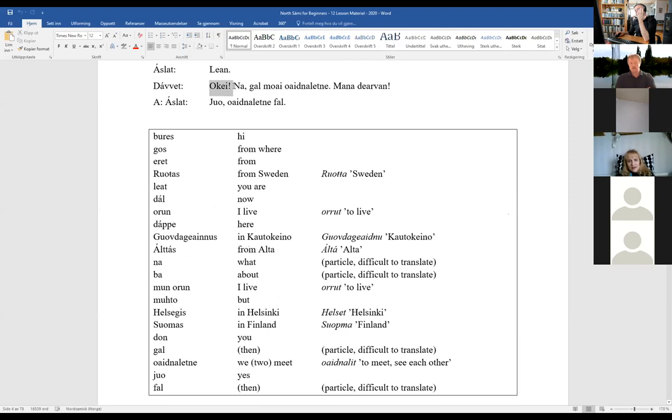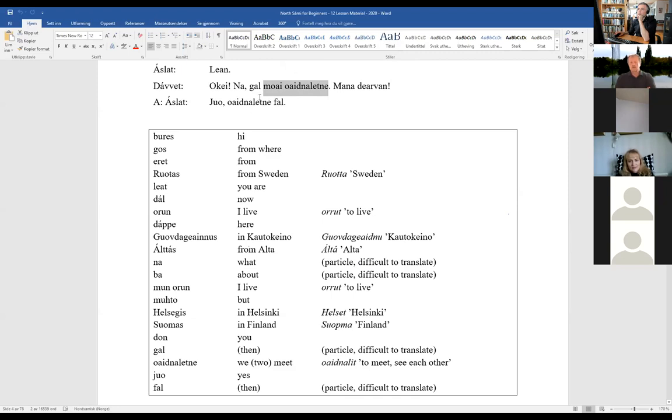Was it not it was nice to meet? No. This one is just a particle, and this is also a particle, and particles are difficult to translate. But oidna letne, we meet. It's similar to see you again. We meet again.